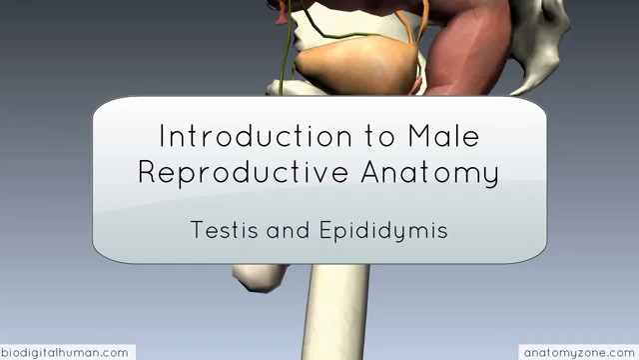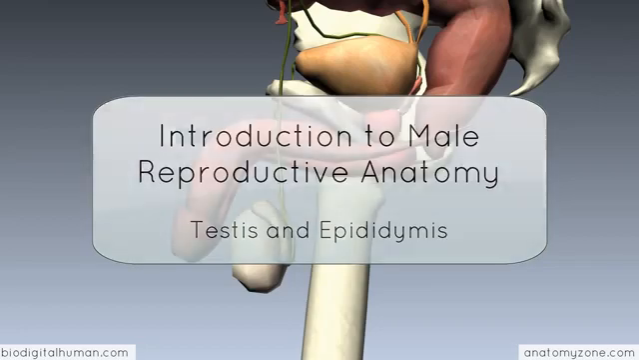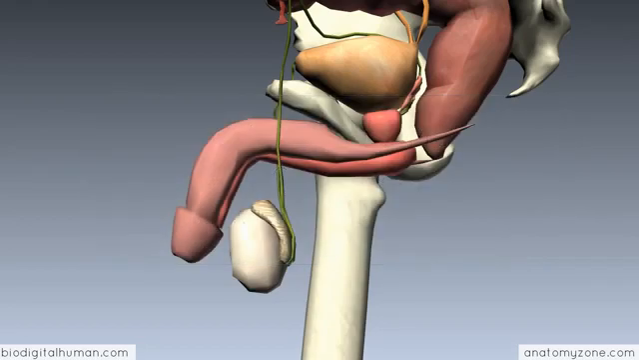Okay, so this is a tutorial on male reproductive anatomy. So I'm going to talk you through some of the main structures relating to the male reproductive system. And we're going to begin with the testes, which are the primary sex organs of the males. So they're akin to the ovaries in the females.